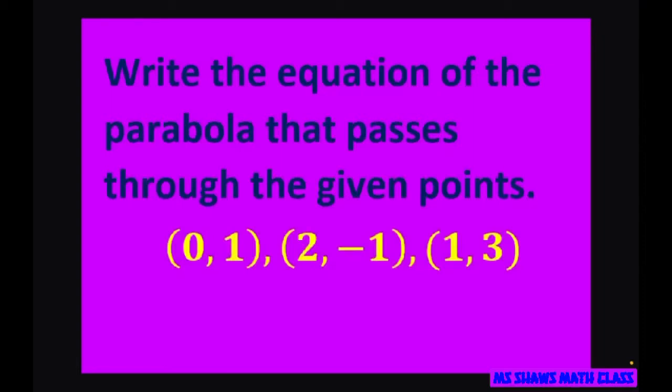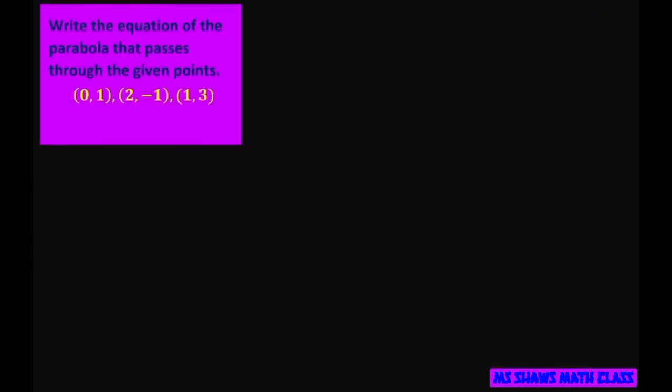Everyone, we're going to write the equation of a parabola that passes through the given points. So what we're going to do is set this up as a system of equations. Our standard form is y equals ax squared plus bx plus c. So what we want to do is find our a, b, and c and fill that in.